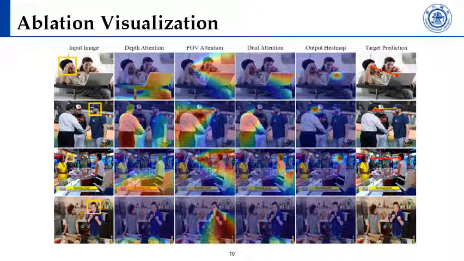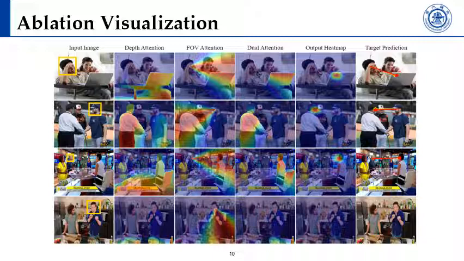And I also show the visualization for this ablation study. Take the first one as an example. So here this is the given head crop image, and we estimate the depth attention. Remember that this is the intersection of the depth map and the candidate region given by the depth estimation from the gaze estimation. We have this candidate region. Okay, and this is the FOV attention.